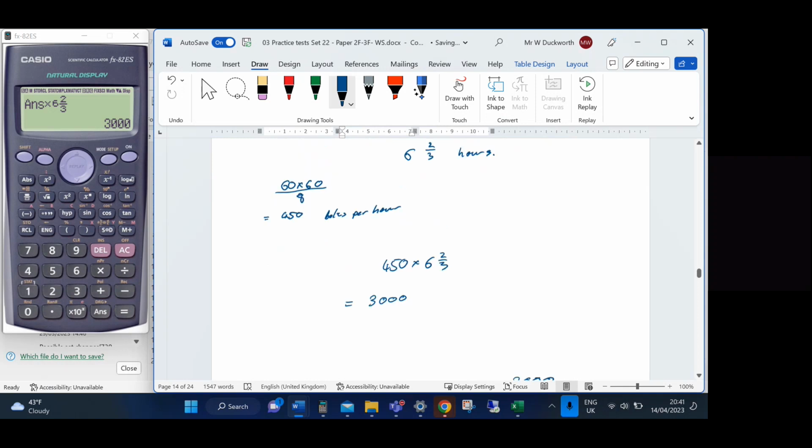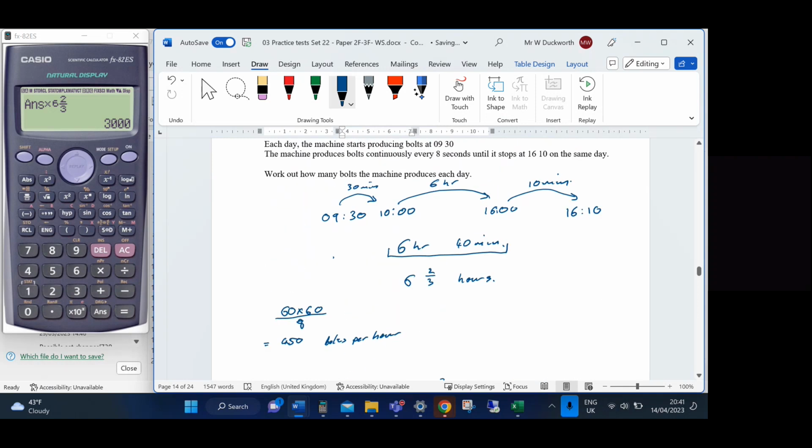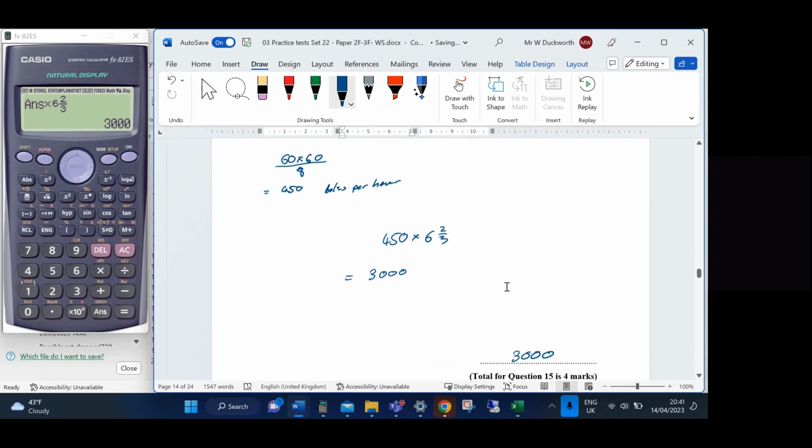And there are going to be other ways you could have done this. You could have worked out the number of seconds in 6 hours, 6 2/3 of an hour, or 6 hours and 40 minutes, and then divided that total by 8. I just think that that's probably the most efficient, but not the only way by any means.